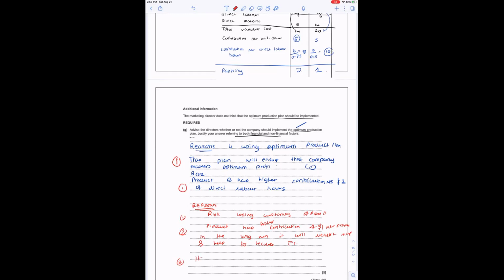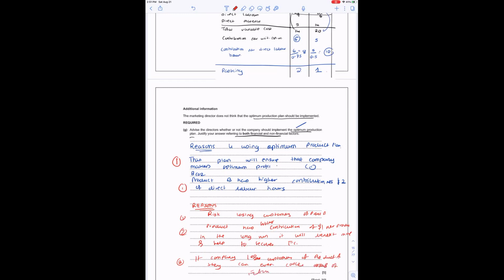If the company loses customers of product A, they can even cancel orders of future.